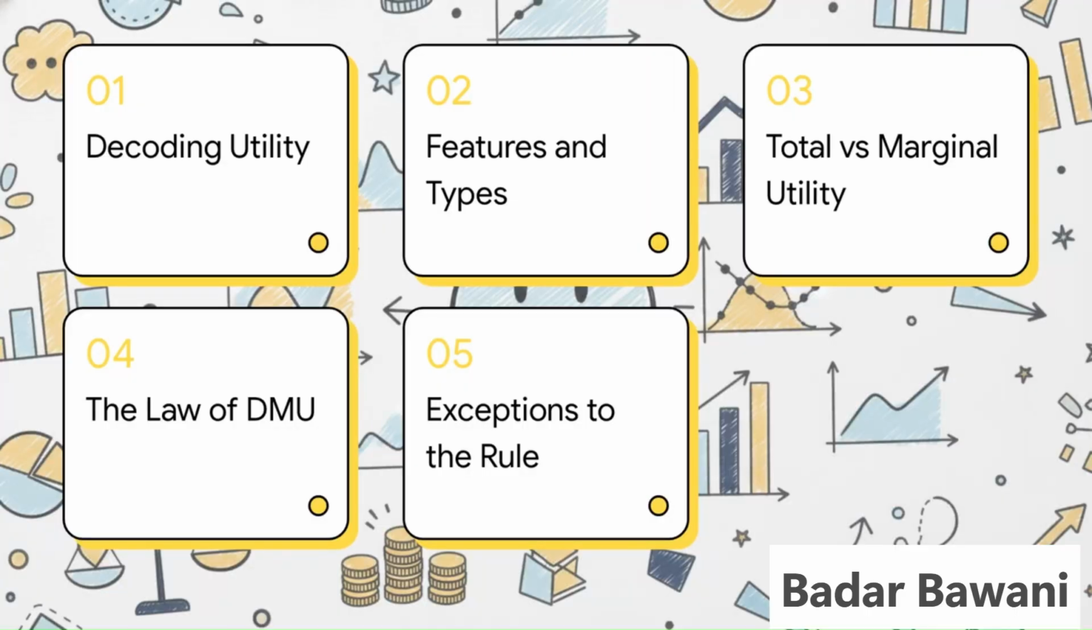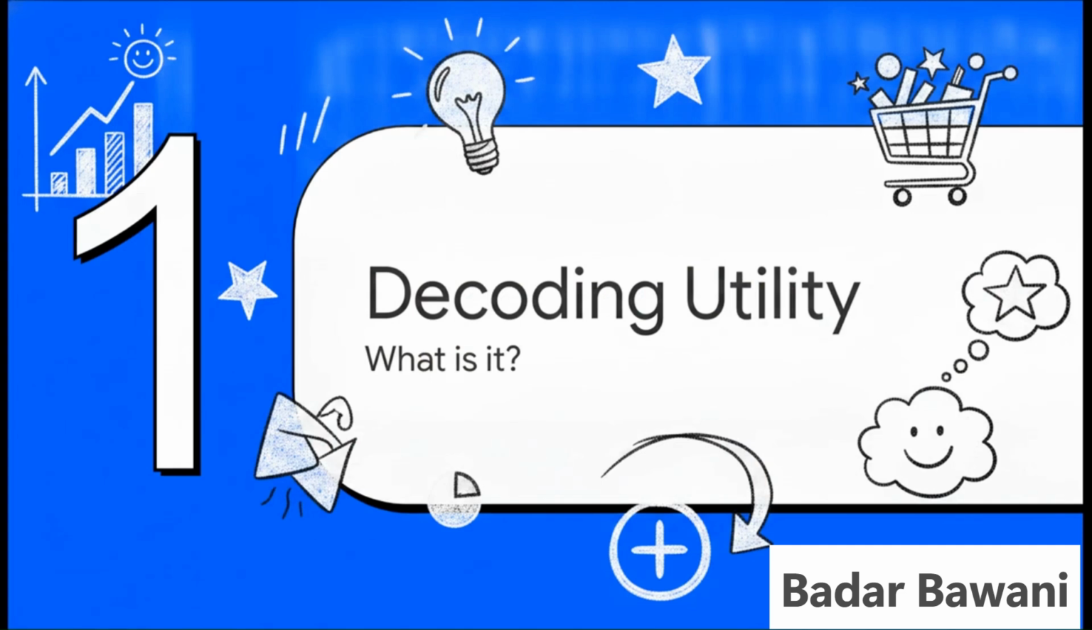First, we'll be decoding utility. Second, we'll look at its features and types. Third, we're going to compare total versus marginal utility. Fourth, we'll tackle the law of DMU. And finally, we'll wrap up with the exceptions to the rule. All right, kicking things off with part one, decoding utility.